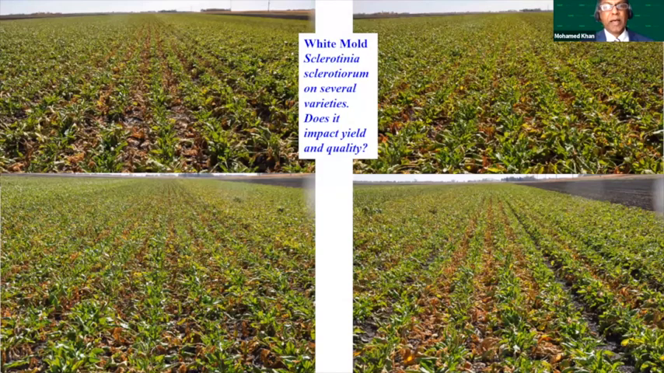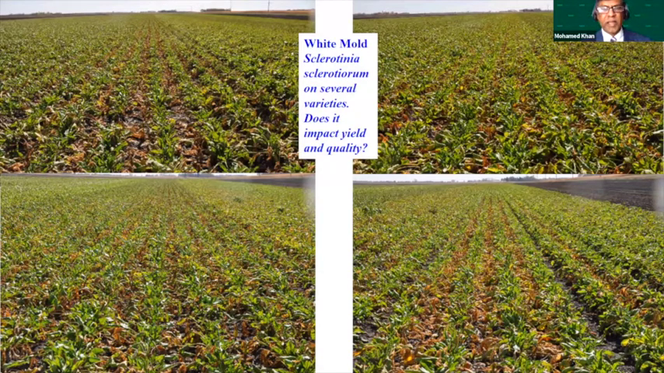One of the questions I had, which I couldn't answer, but since you have much more experience than I do, was, does white mold affect yield and quality? These are pictures from four different areas, four different varieties, A, B, C, D. Some are a little bit more green, but you can see the damage here. Later on today, I'll give you an evaluation.